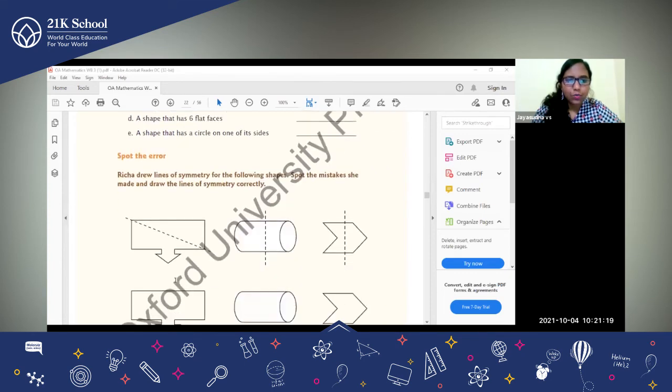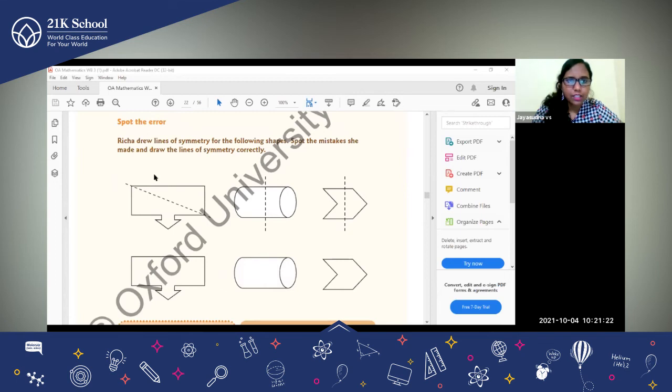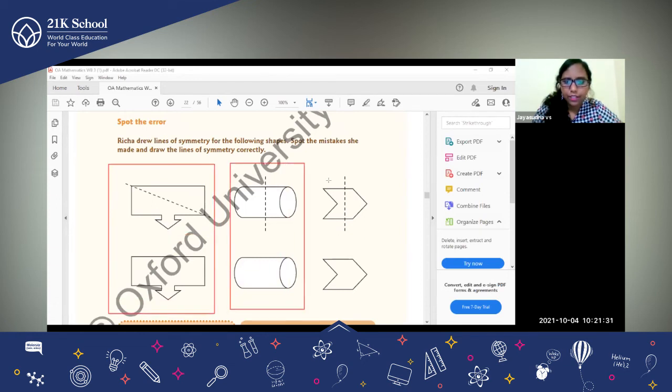Next one, spot the error. You need to compare the given object. If it is wrong, then you have to draw the correct line of symmetry like this.